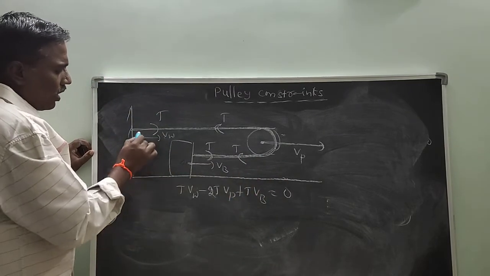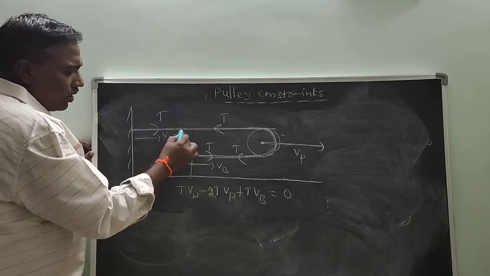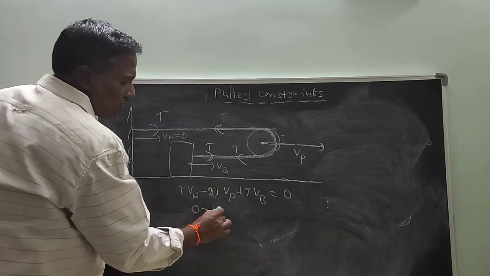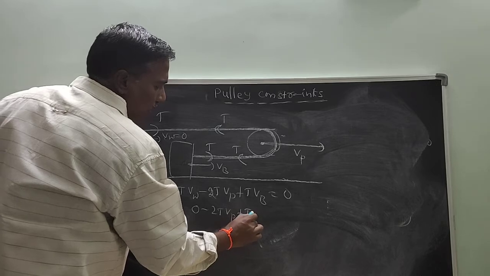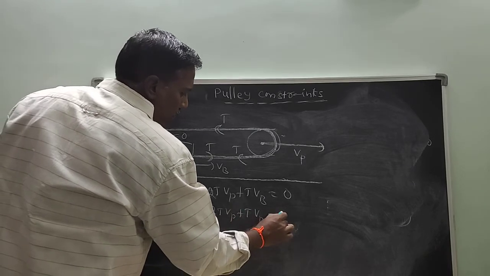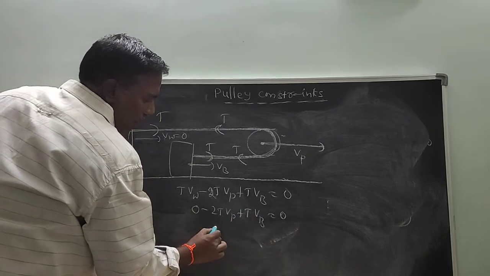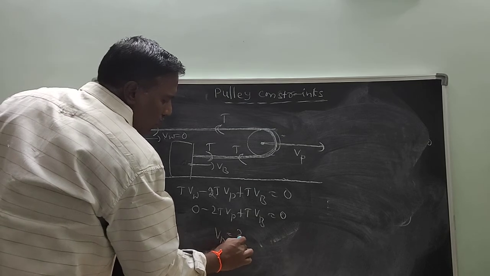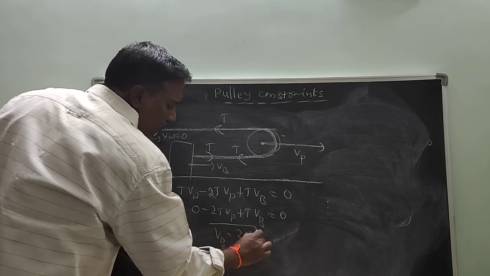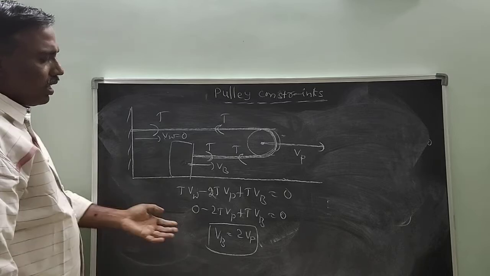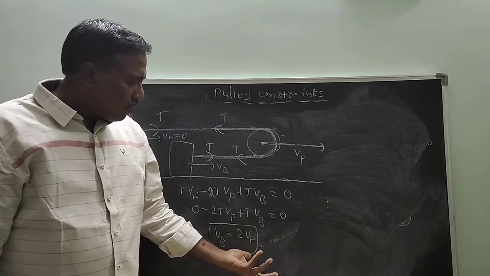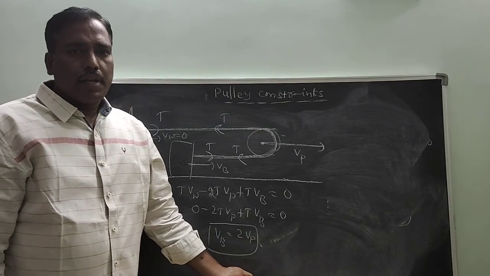But what is the velocity of the wall? 0. This is 0 minus 2T into Vp plus T into Vb. Vb is equal to 2Vp. By differentiating this equation, we can calculate the relation between acceleration of the block and the acceleration of the pulley. Thank you.